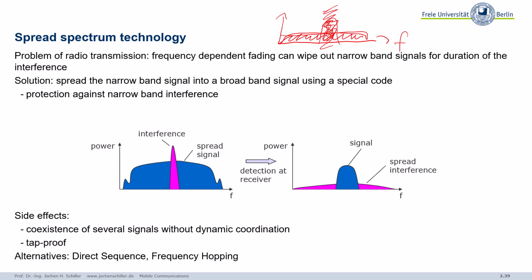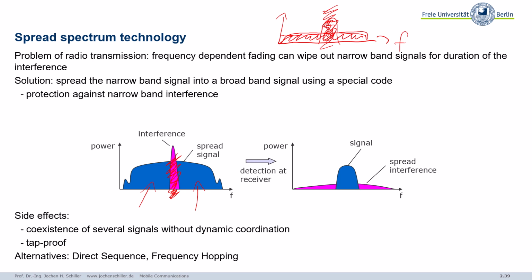Why? Look at the figures. Blue is our spread signal, and this purple is our narrowband interference. This interference then wipes out a part of our spread signal. But you have here enough energy, enough of the spectrum you use for a signal, to reconstruct not the original signal, but quite a good signal on the receiver side.